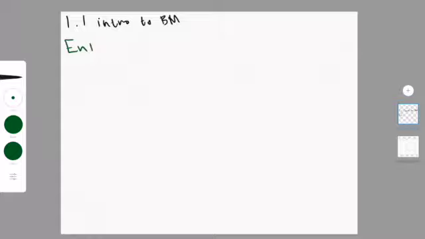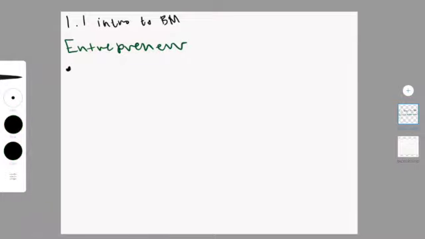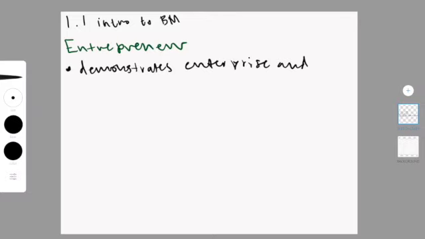So what is an entrepreneur? I'm sure you've heard this word thrown around a lot, but essentially it is someone who demonstrates enterprise and takes initiative to make a profit. Now, again, enterprise means business idea, someone who brings forward ideas and initiates. This means that you're innovative. So if someone asks you what's a feature of an entrepreneur, you say that they're innovative. There you go. That's what that is.